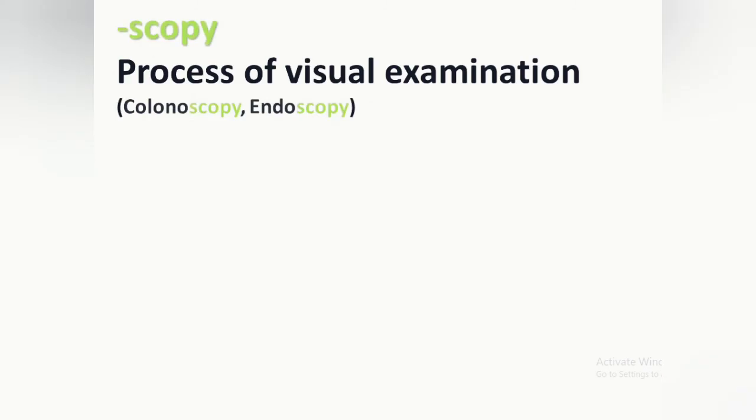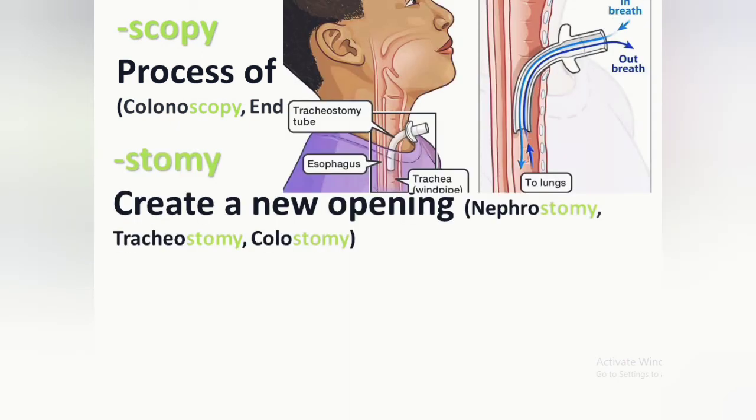And another suffix is scopy. Scope means the instrument used and scopy means the process of visual examination. Before we studied the colonoscope, and there is colonoscopy. The process of doing colonoscope is known as colonoscopy, and the process of doing endoscope is known as endoscopy. Another suffix is stomy. Stomy means creating a new opening by incision or by cutting.